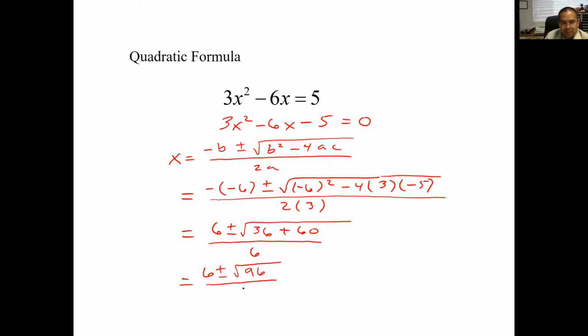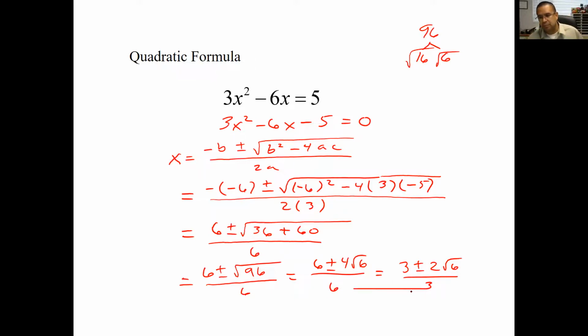And does 96 simplify? It's 16 times 6. So 4 square root of 6. 60 and 36, 96. I agree. So you get 6 plus or minus 4 roots of 6. And 2 goes into these, so you get 3 plus or minus 2 roots of 6 over 3.